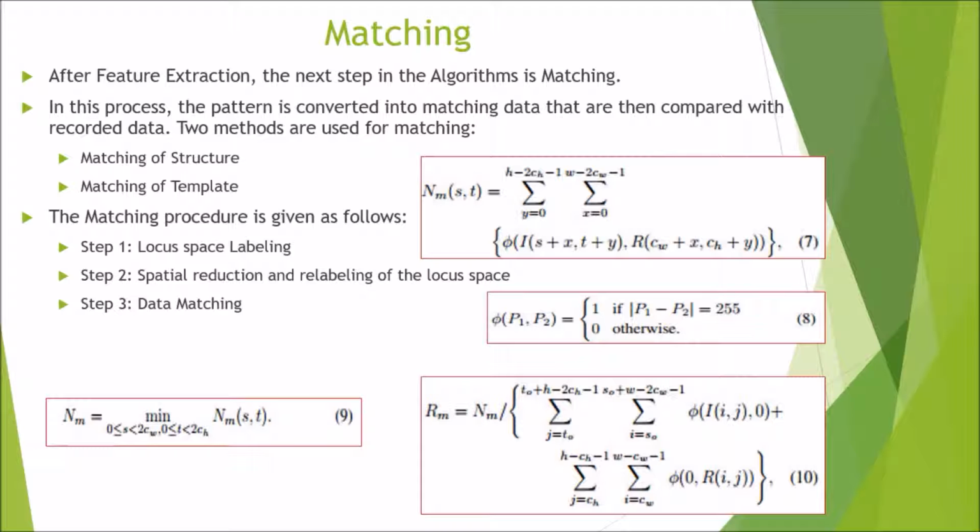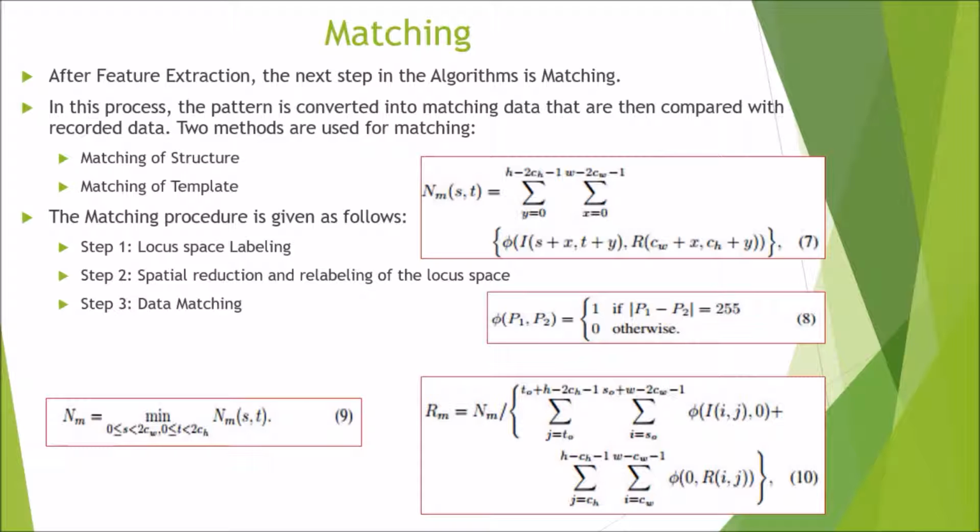The matching process is as follows. Labeling of the locus space. The locus space is binarized using a threshold. Pixels with values smaller than the threshold are labeled as parts of the background, and those with values greater than or equal to the threshold are labeled as parts of the vein region. Here, we define the values of pixels labeled as parts of the background as 0 and of pixels labeled as parts of vein regions as 255.